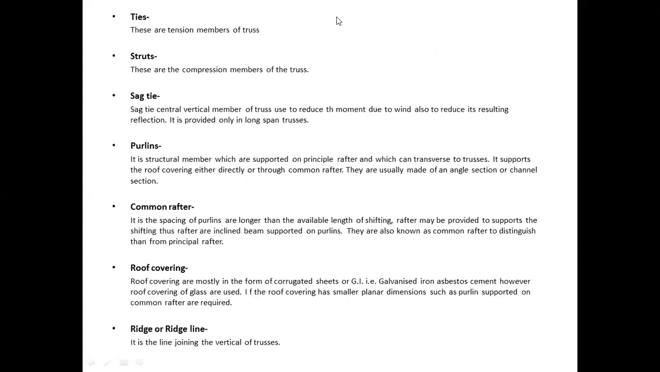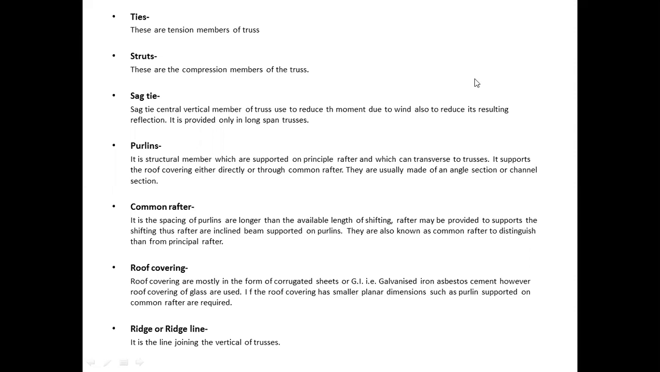Okay, then ties. Ties are the tension members of the truss. So these are the tension members in the truss which are used for structural balancing. Okay. Then struts. These are the compression members of the truss. So these are the compression members for the structural balancing of the truss.